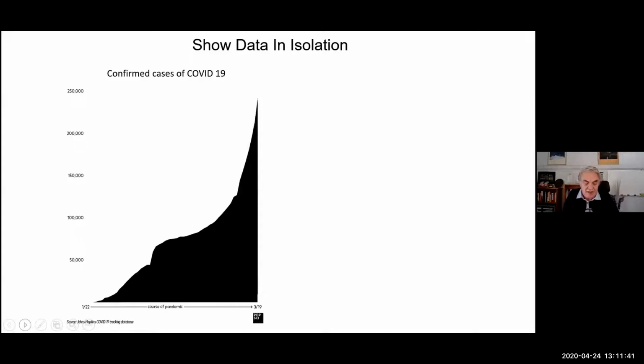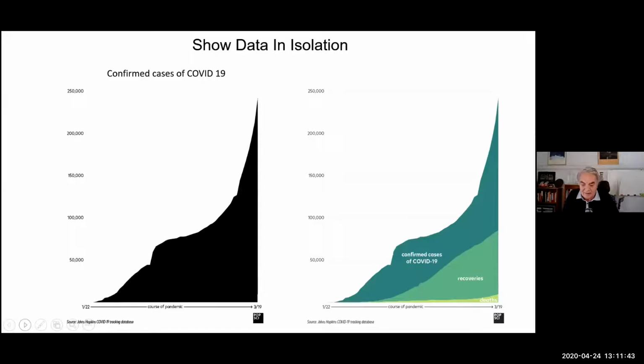But then if I add the other information into that graph, which shows not just the number of cases, but a comparison between the number of cases, the number of recoveries, and the flattening number of deaths, then you get a much fuller picture of the current situation around the world.